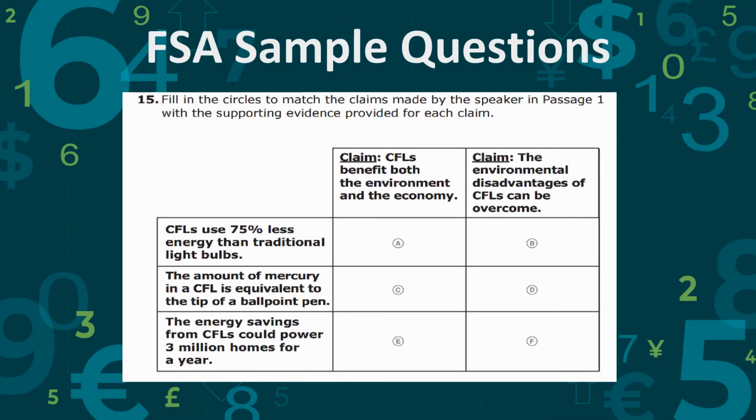Here's an example of a table match question that you might see on the FSA. Fill in the circles to match the claims made by the speaker in passage 1 with the supporting evidence provided for each claim. So if you're looking at the top, you see that there's 2 claims being made here, and then on the left, you see the different pieces of evidence. Pause here to discuss this question with your teacher.